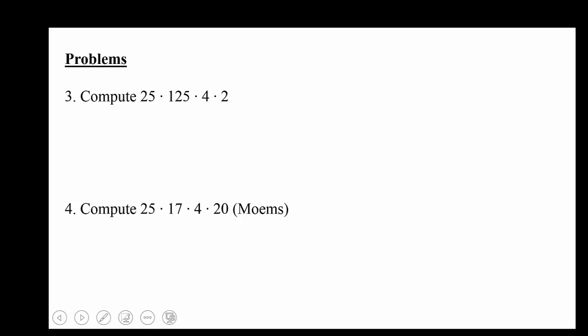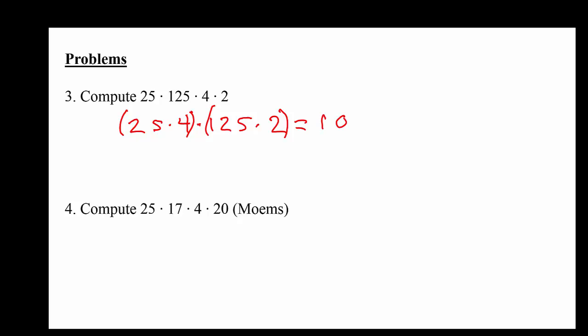All right, so now let's look at some commutative associative properties for multiplication. So problem number 3 is compute 25 times 125 times 4 times 2. Okay, so using the commutative property of multiplication, we can flip-flop 125 and 4, giving us 25 times 4 times 125 times 2. Okay, and we'll actually even associate those guys. 25 times 4 is 100, and 125 times 2 is 250. So then we get 25,000.